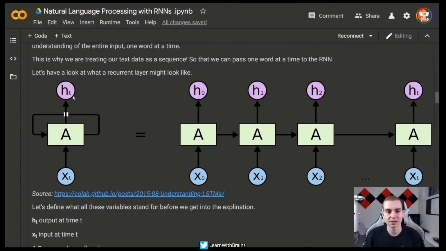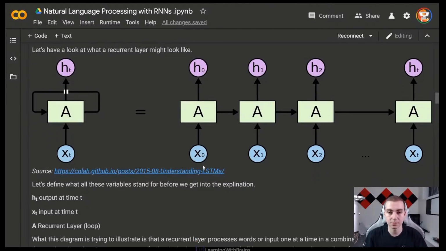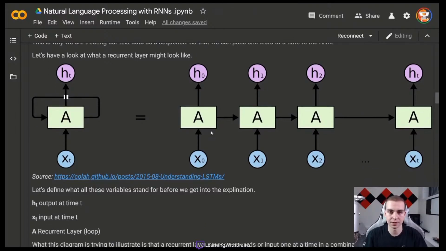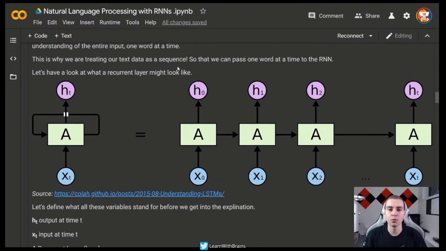If we had a text of, say, length 4, so 4 words, like we've encoded them into integers now at this point, the first input at time 0 will be the first word into our network, right? Or the first word that this layer is going to see. And then the output at that time is going to be our current understanding of the entire text after looking at just that one word.